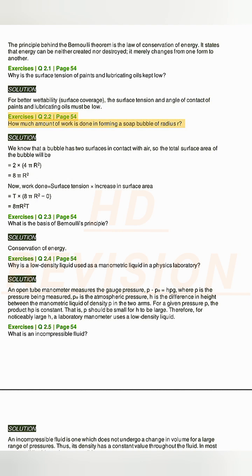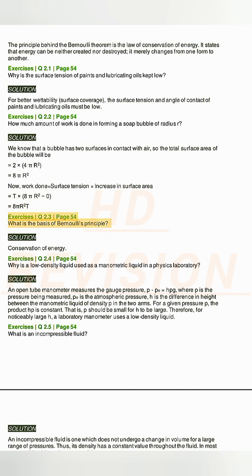Exercises Q2.2, page 54. How much work is done in forming a soap bubble of radius r? Solution. We know that a bubble has two surfaces in contact with air, so the total surface area of the bubble equals 2 times 4 pi r², which is 8 pi r². Now, work done equals surface tension times increase in surface area, equals T times (8 pi r² minus 0), equals 8 pi r²T.